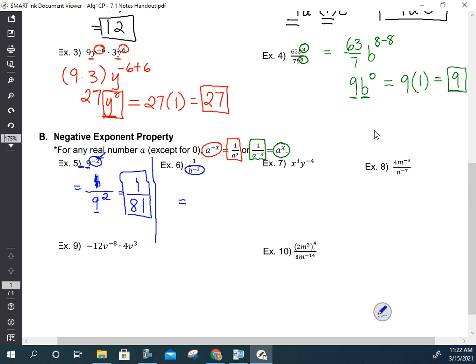Take the h and you move it up to the top. Take the negative exponent and make it a positive exponent. Since you moved everything from the bottom of the fraction, there's nothing down there, so it's 1. 1 divided by 1 is 1. So the answer is h to the third.